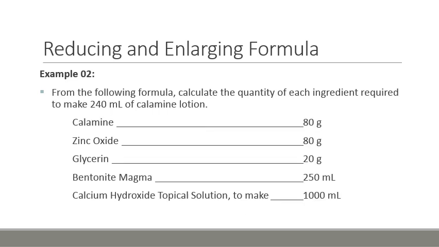Now here is a more detailed example that says, from the following formula, calculate the quantity of each ingredient required to make 240 ml of calamine lotion. The formula says the preparation contains calamine 80 gram, zinc oxide 80 gram, glycerine 20 gram, bentonite magma 250 ml, and calcium hydroxide topical solution required to make 1000 ml.